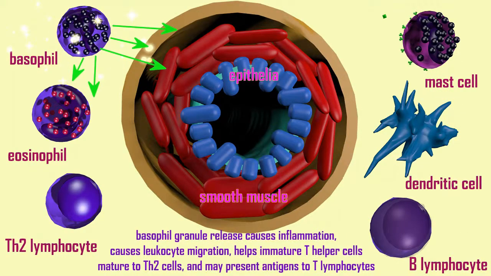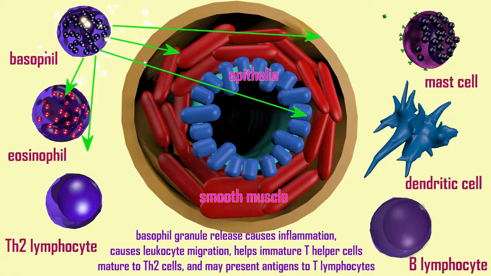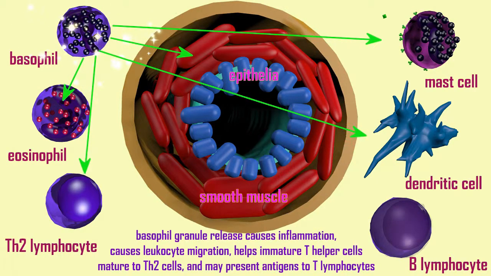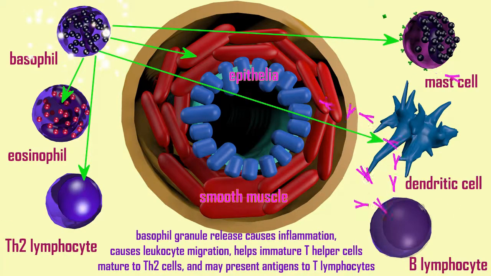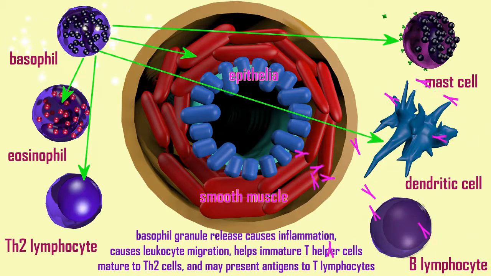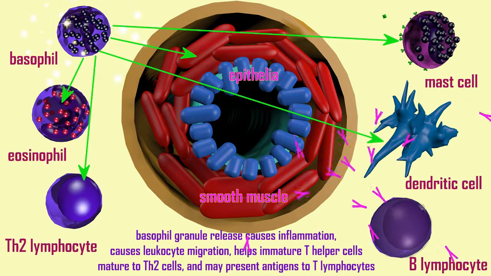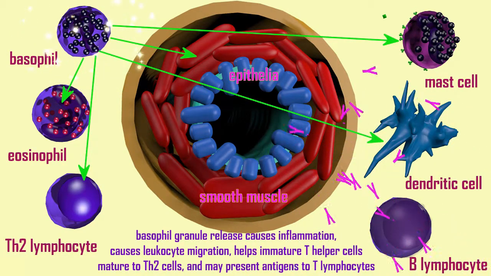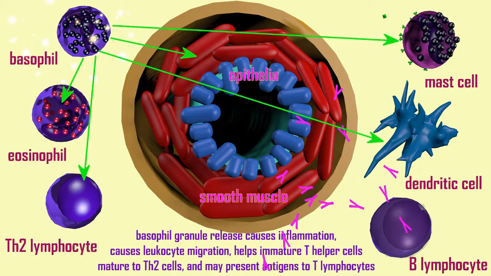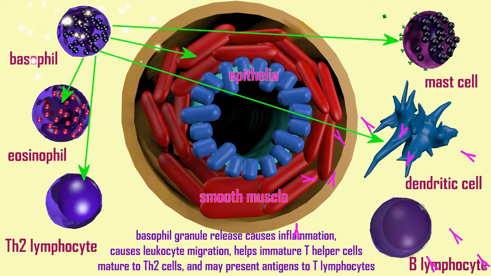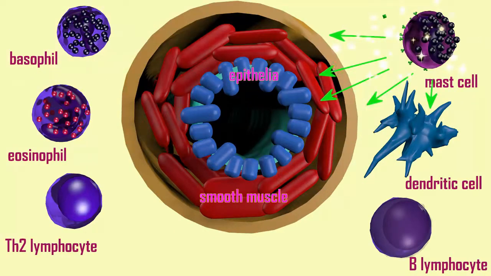The release of basophil granules can cause the inflammation, which results in remodeling the bronchiole. Also, it increases the migration of white blood cells to the bronchiole and may help immature T helper cells mature to Th2 cells. Basophils may even present antigens to T lymphocytes.